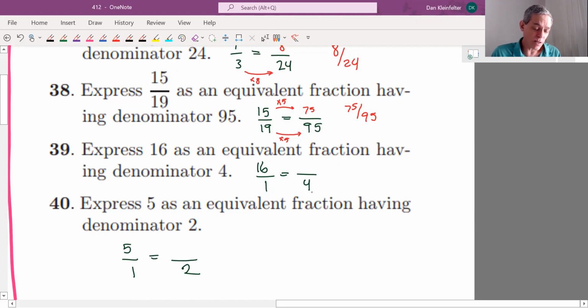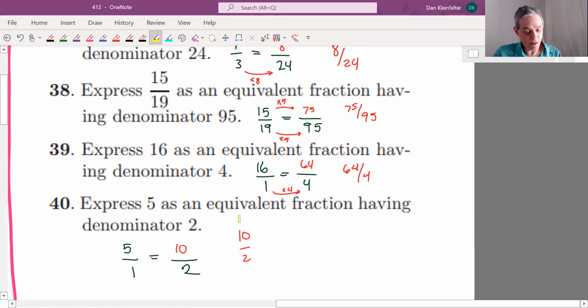Next, we have 16 over 1. We need to turn that into fourths. We're going to be multiplying by 4 in the top and bottom. 16 times 4 is 64. So we'll have 64/4ths. Okay, last one, we want to make 5, a whole number, into a fraction with denominator 2. And so you're going to recognize that we should end up with 10/2 for that.